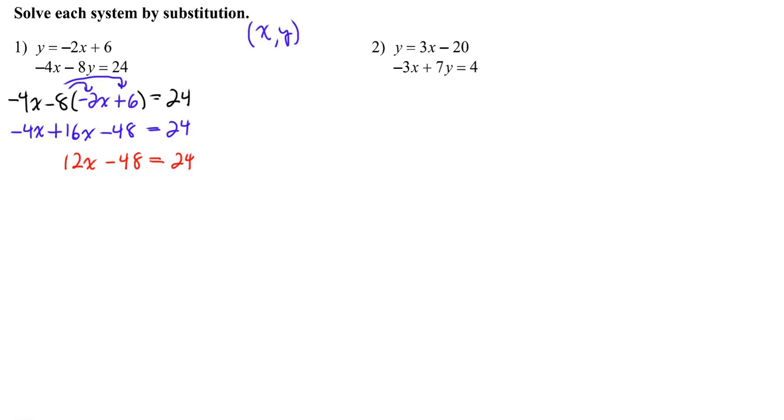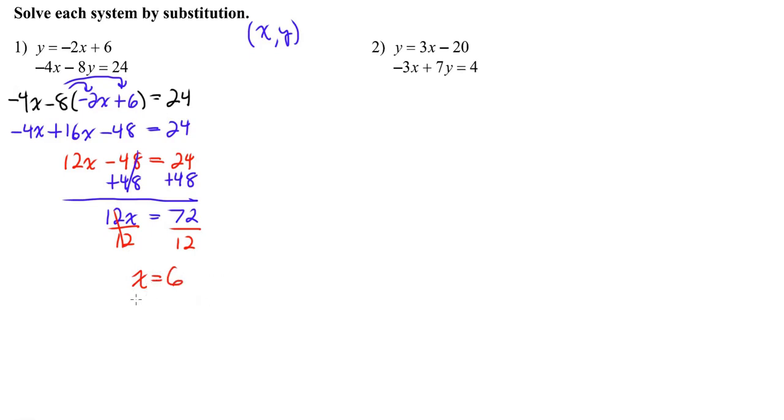And now we need to get rid of this negative 48, so we're going to add 48 to both sides. And we get the equation 12x equals 72. And finally, we need to divide both sides by 12. And we see that x equals 6.